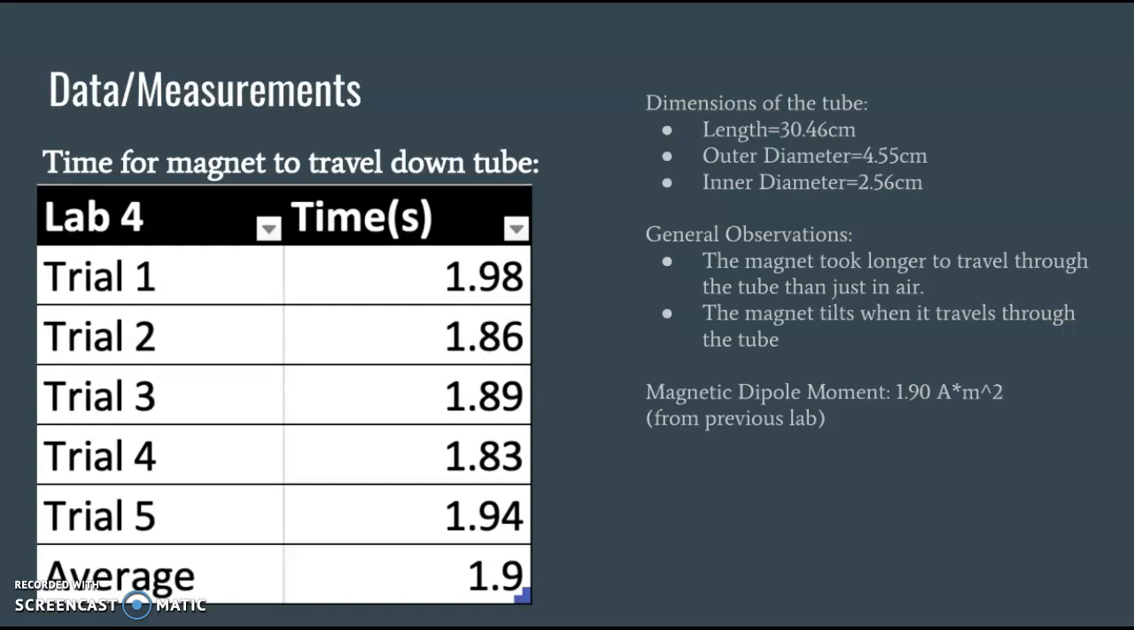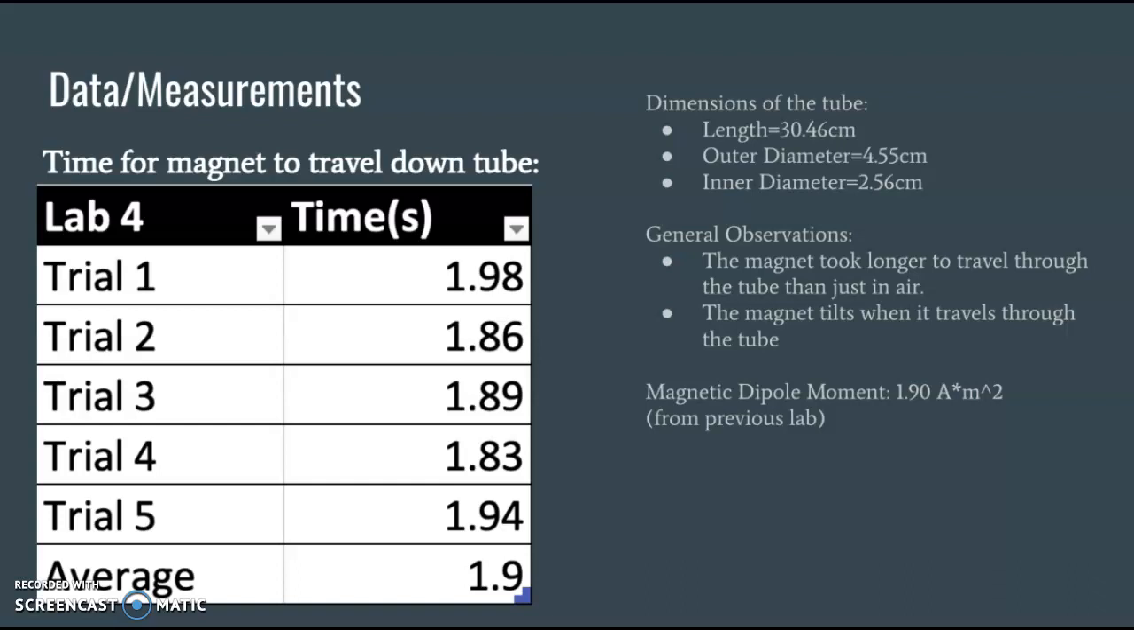For the experiment, we used a bar magnet, a roll of aluminum foil, and a ruler to measure the dimensions of the foil tube. The dimensions can be seen: length being 30.46 centimeters, outer diameter being 4.55 centimeters, and inner diameter of 2.56 centimeters. We also used a timer to measure the time it took for the magnet to travel down the tube. I did 5 trials and took the average for a more accurate result.